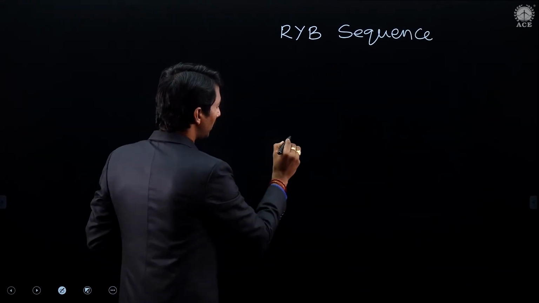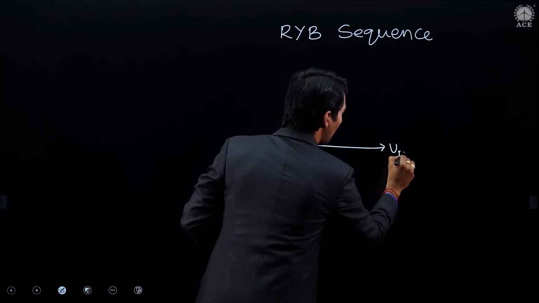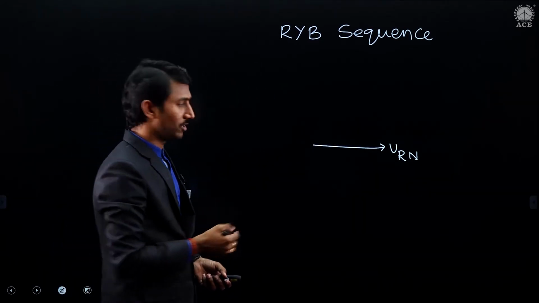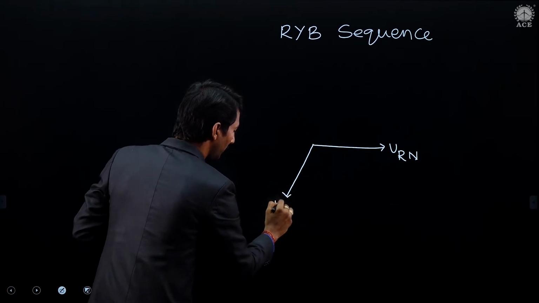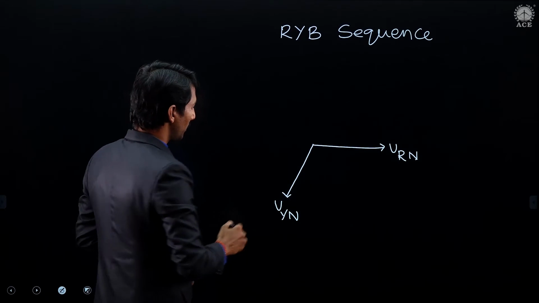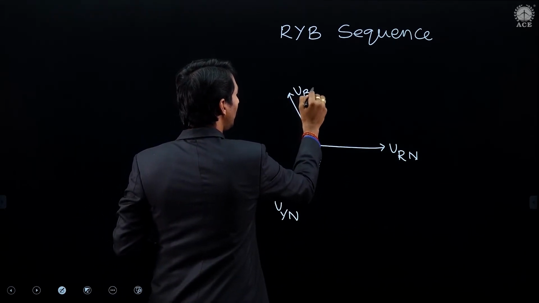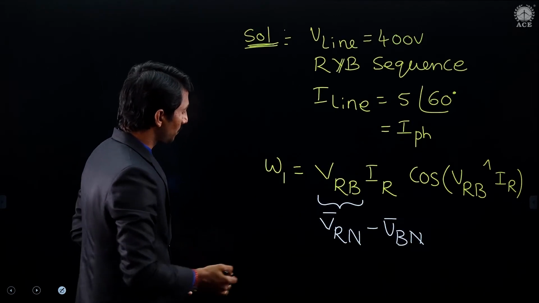Here, let me draw the first vector. I am taking VRN here. The RYB sequence means this is VRN. Here it will be VYN. After that, this will be VBN. Okay, sir, what do we require?